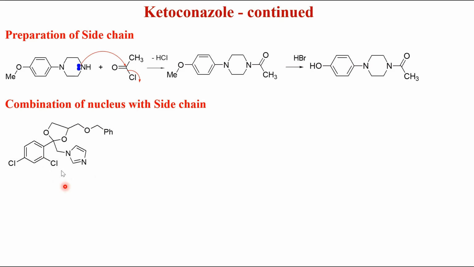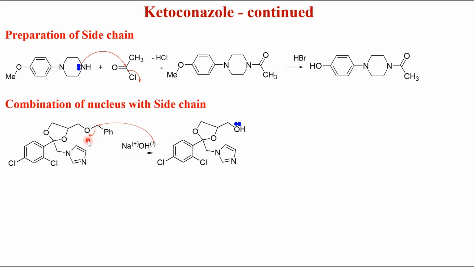I have taken the nucleus in which the OH is protected by benzyl. I'll remove it by hydrolyzing with sodium hydroxide. OH minus attacks the electrophilic center, and the bond breakage occurs between oxygen and the carbon, and the O minus combines with H plus and gives rise to the corresponding OH.